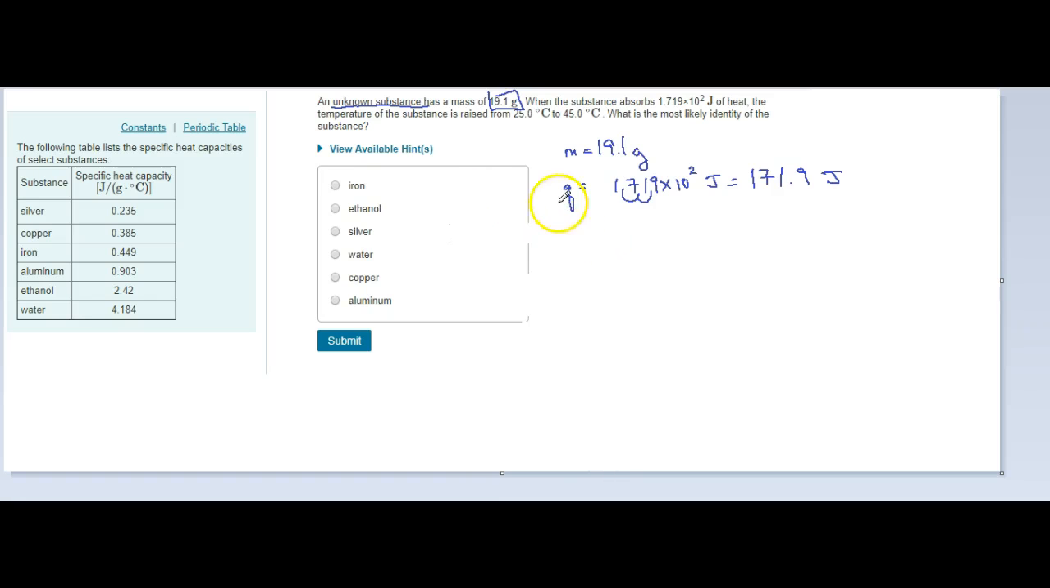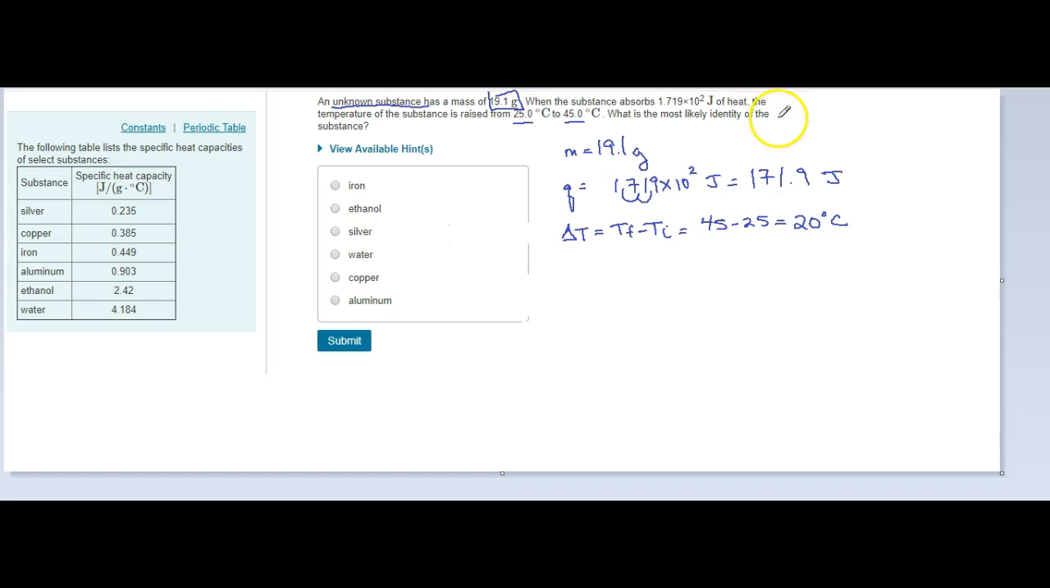The temperature of the substance is raised from 25 degrees to 45 degrees. That's going to be my change in temperature, which is going to be my T final minus T initial, which in this case the temperature final is 45 degrees Celsius minus the initial temperature, which is 25 degrees Celsius. So that's a change of 20 degrees Celsius. So my change in temperature is going to be 20 degrees Celsius.